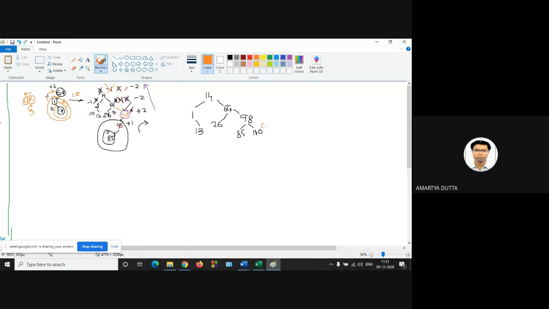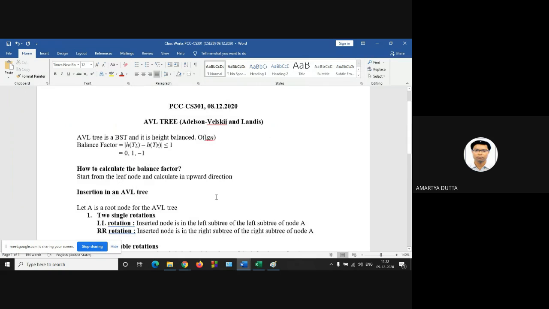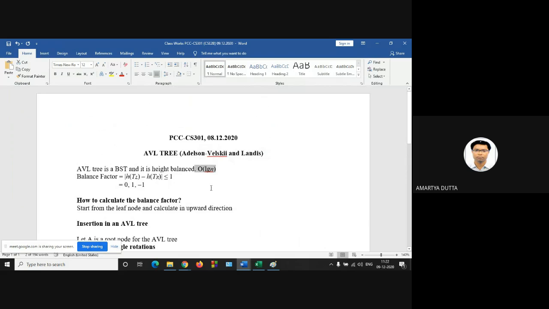So 110 is 0, 85 is 0, 98 is 0, 26 is 0. For 64 this will be minus 1. 13 is 0, 1 is minus 1, and 14 is minus 1. So your tree is now balanced. Is it clear to you? Yes, sir. This is a complex problem. So this is the height balanced binary search tree, the AVL tree. The complexity of a height balanced binary search tree is order of log n.